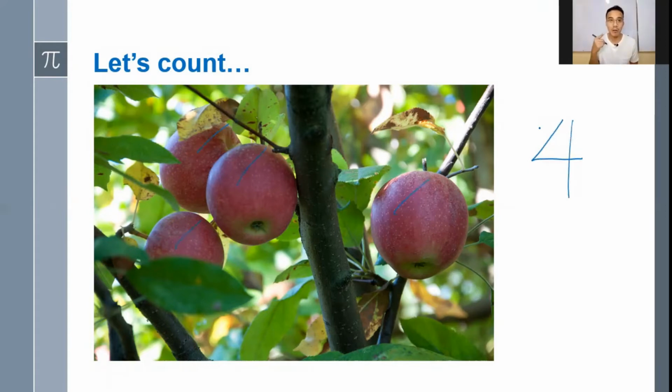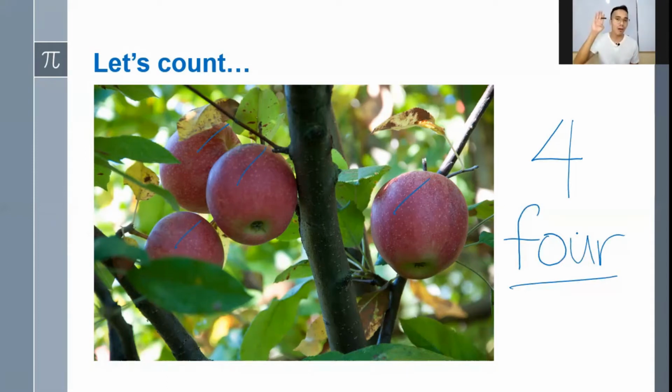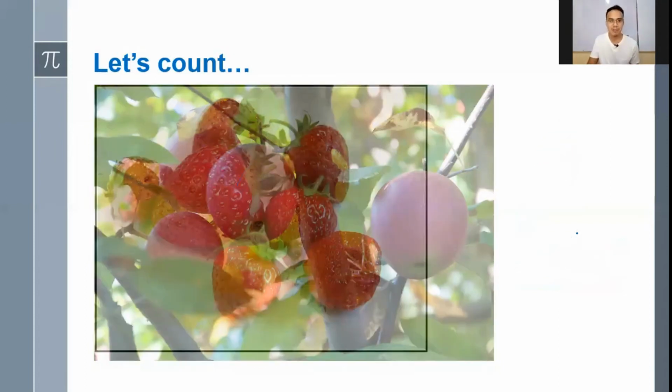And to write number 4 in word, you have to start with letter F. 4. We have 4. F, O, U, and R. This is read as 4. Okay? So 4 means there are 4 apples in the picture. 4 can also be the number of toys you have at home, right? Okay, so let's have another example.